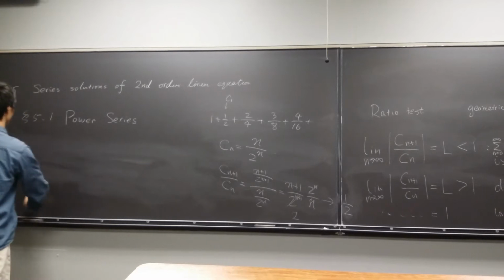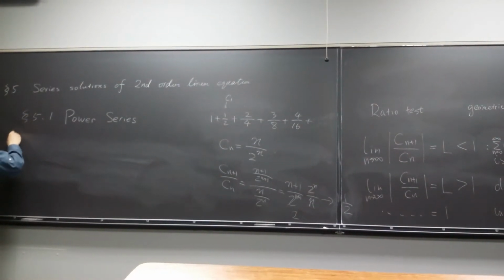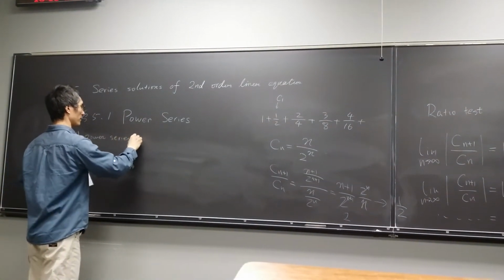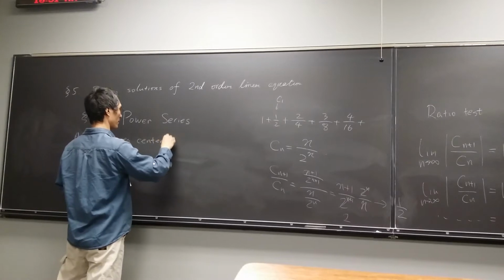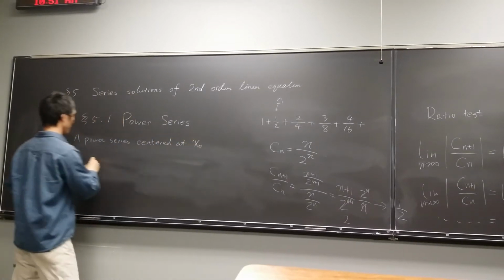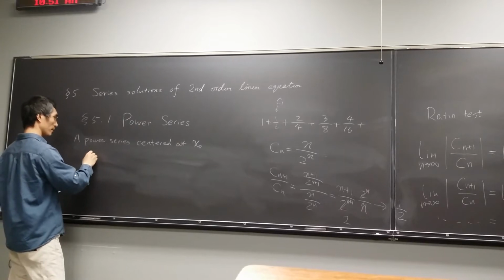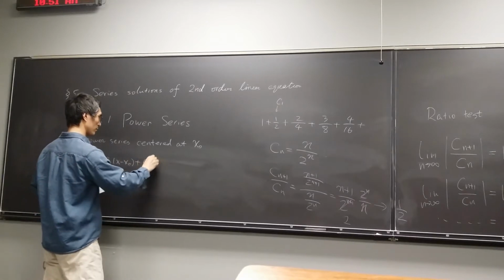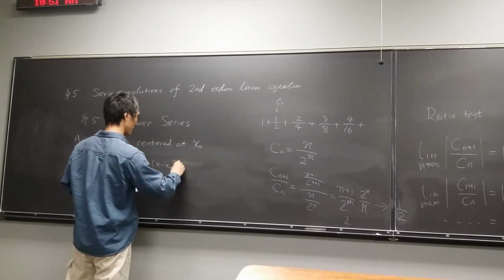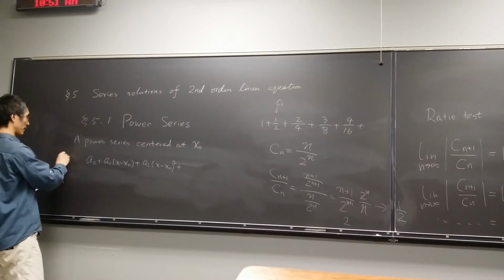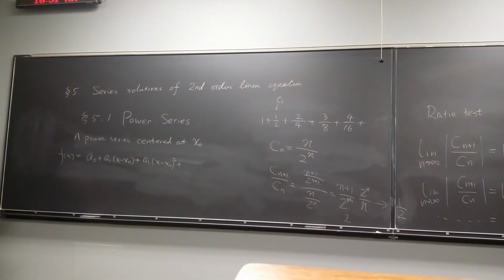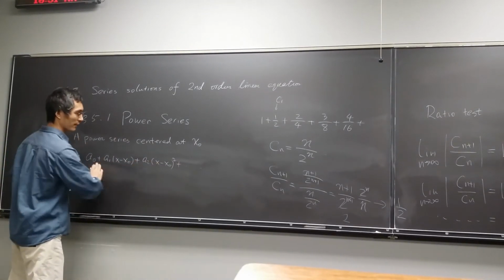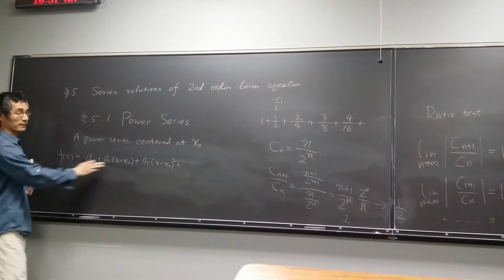So a power series centered at x0 is written in this form. It's a0 plus a1 times (x minus x0), plus a2 times (x minus x0) squared, etc. And this is regarded as a function of x. So x is the variable. You can plug in x, and by plugging the value of x here, you get a series. A different x, you get a different series.